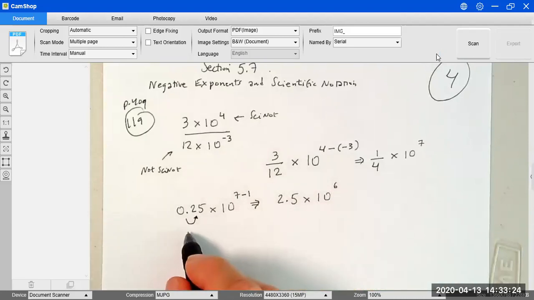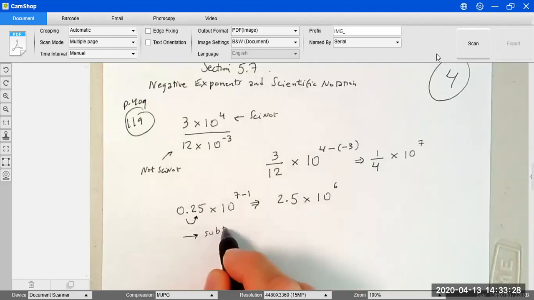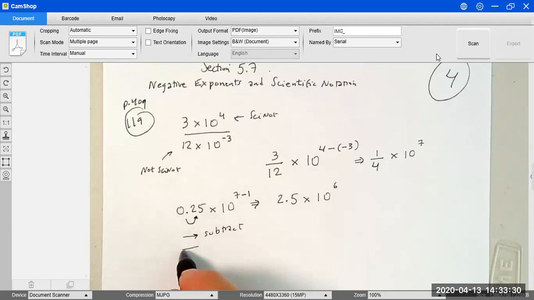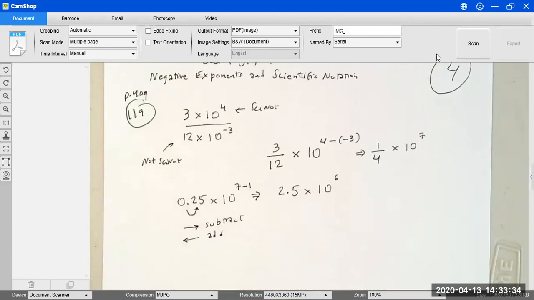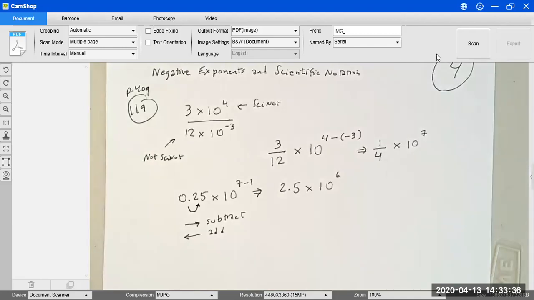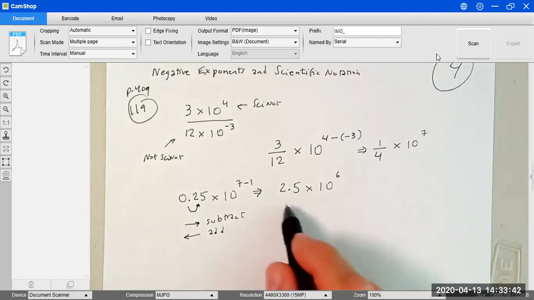Remember, anytime that you move the decimal point to the right, you subtract, and anytime that you move the decimal point to the left, you add the number of places that you move to the corresponding exponent of the power of 10. So that's the final answer.